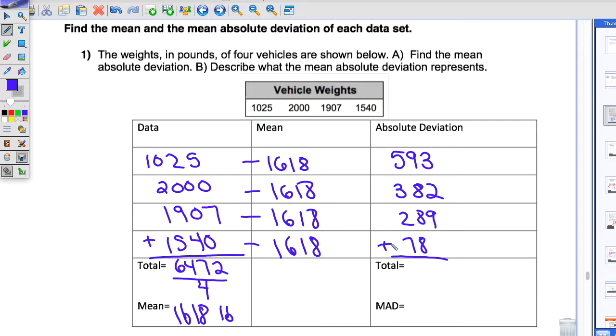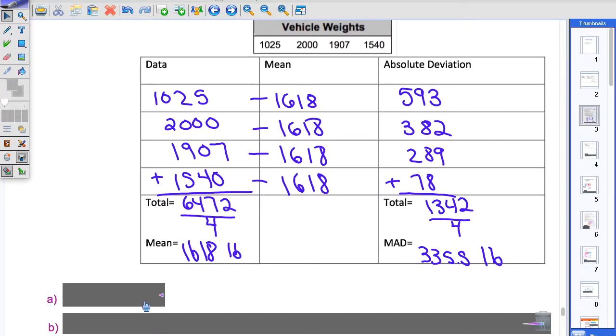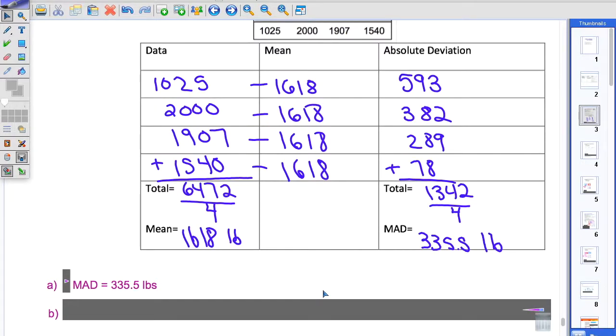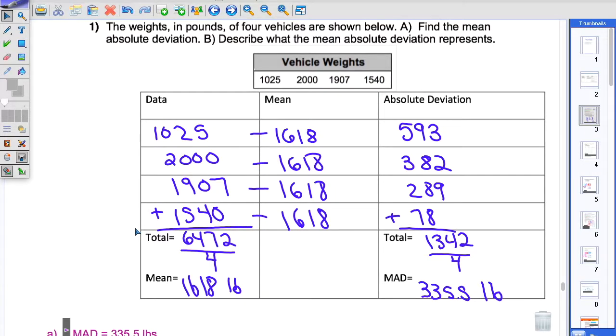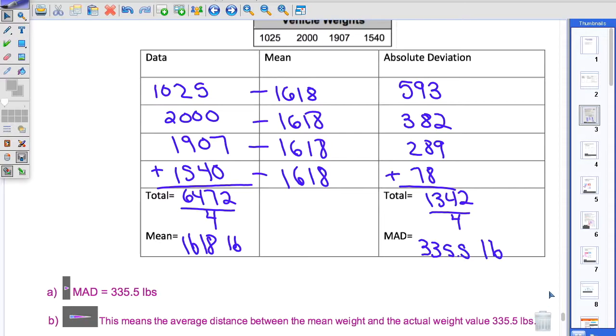Now we're going to add those up to give us 1,342. We divide by our 4 numbers in our set, and our mean absolute deviation is 335.5 pounds. So part A says find the mean absolute deviation, which we did, which is 335.5 pounds. Part B says describe what the mean absolute deviation represents. This means that the average distance between the mean weight and the actual weight is 335.5 pounds.